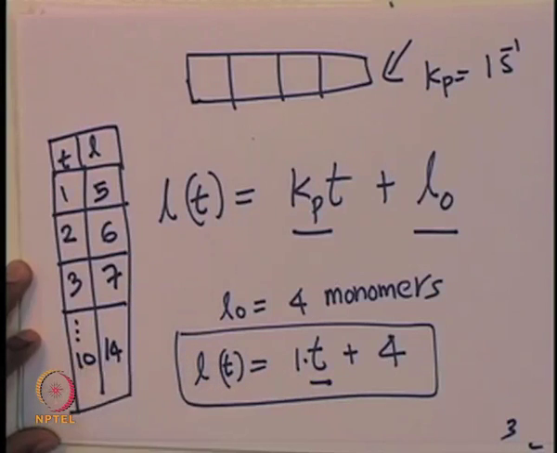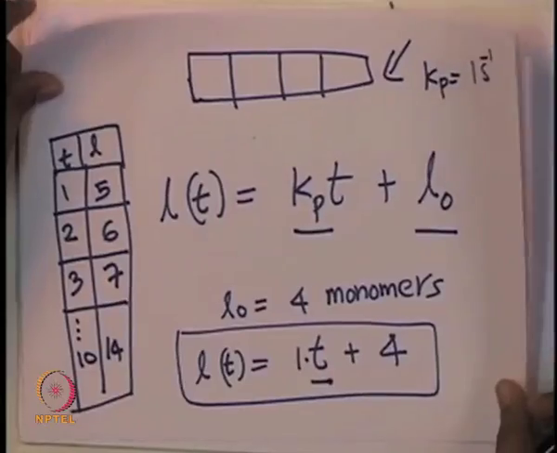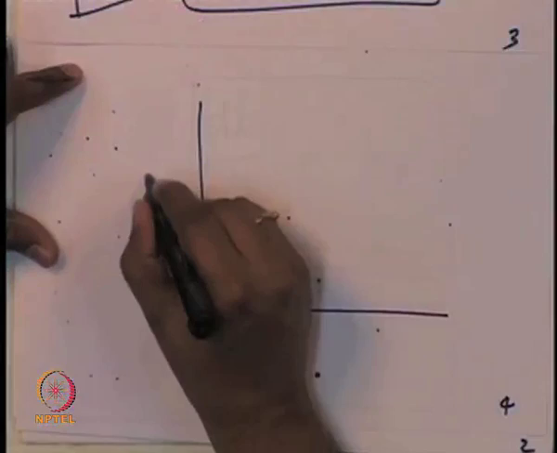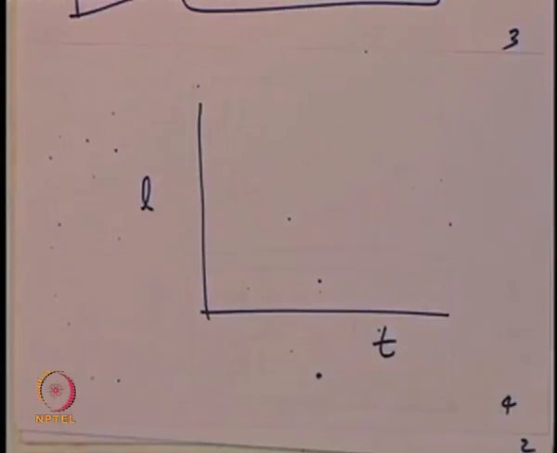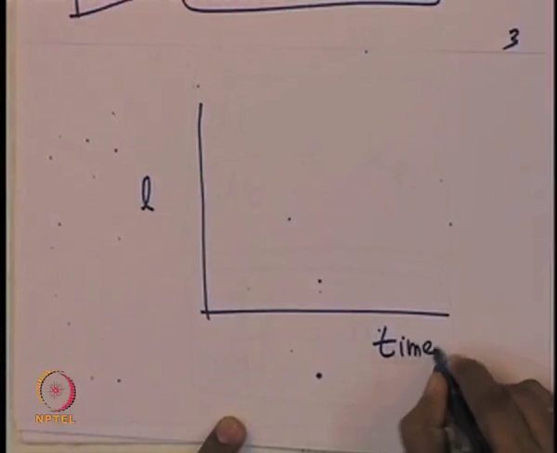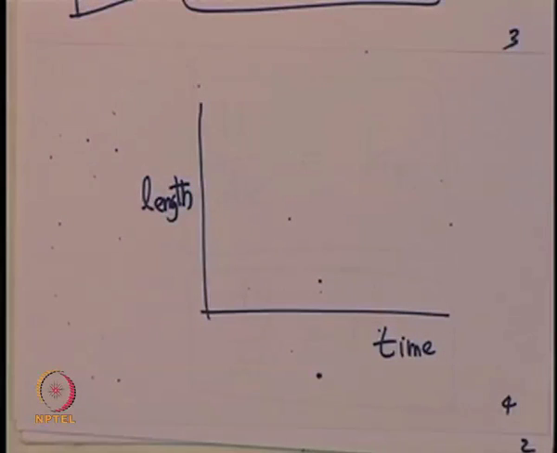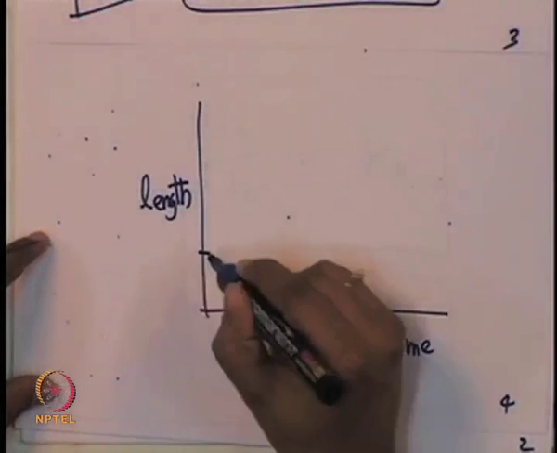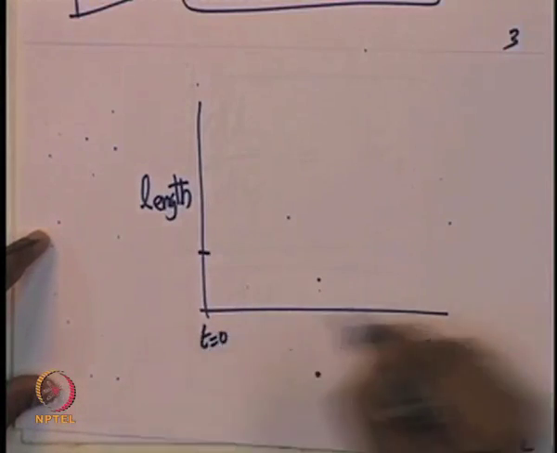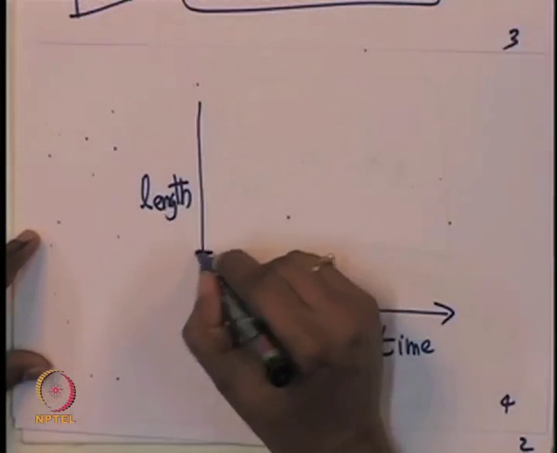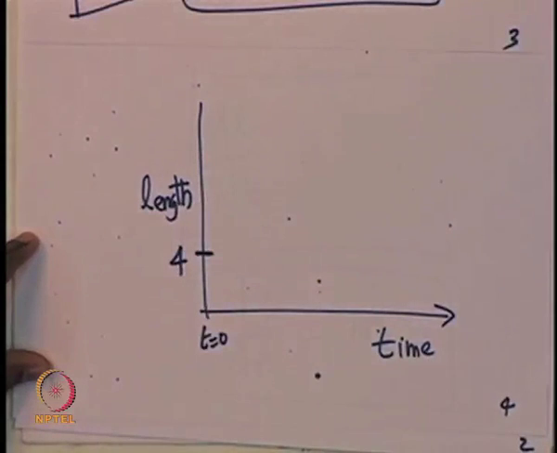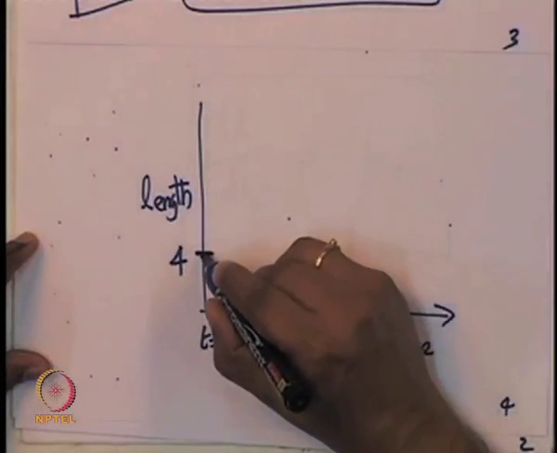So, for any value of t, there will be a value of L. What does that mean? That means that we can plot this as a function of time. So, let us plot length as a function of time. This is the length of the polymer as a function of time, and at t equal to 0, we had 4 monomers. So, this is t equal to 0, we had 4 monomers. So, this is 4, and as the time increased, it increased like a straight line.